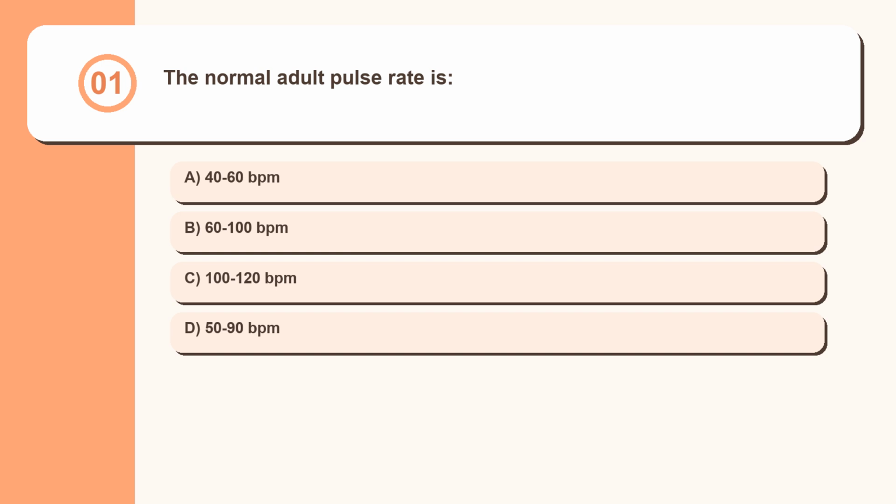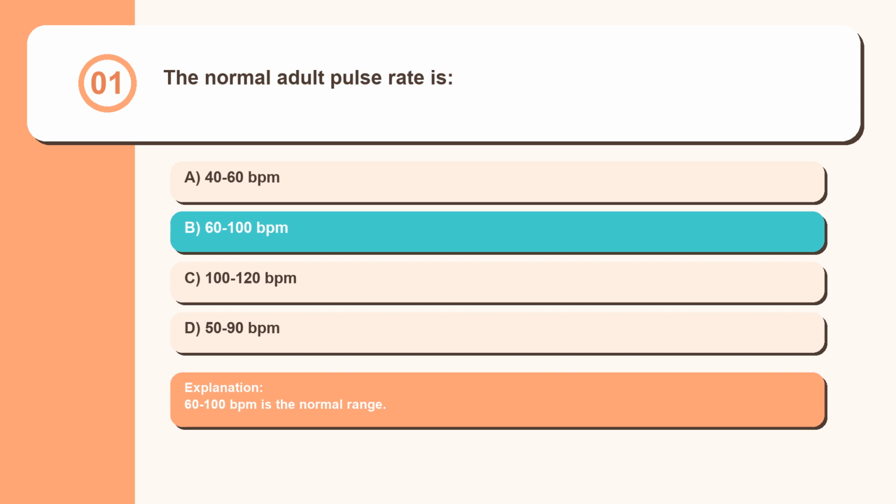Question 1. The normal adult pulse rate is: 40 to 60 bpm, 60 to 100 bpm, 100 to 120 bpm, 50 to 90 bpm. 60 to 100 bpm is the normal range.